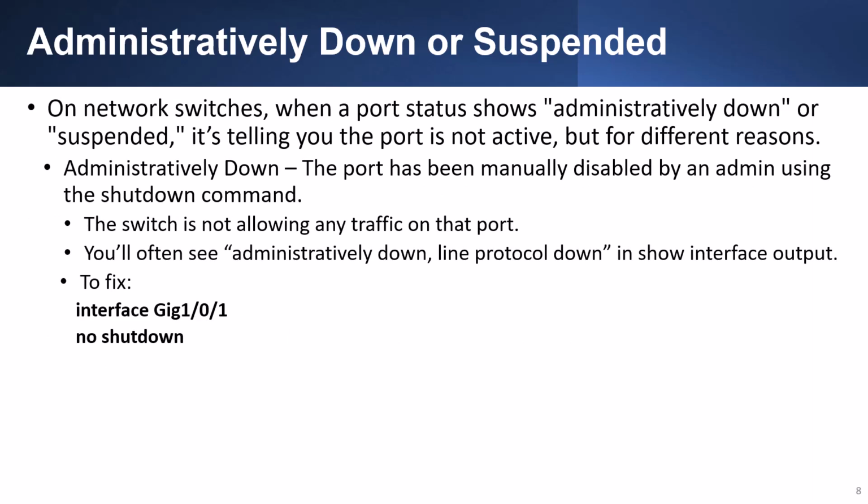On network switches, when a port status shows administratively down or suspended, it's telling you the port is not active but for different reasons. Administratively down is a port that has been manually disabled by an admin using the shutdown command. The switch is not allowing any traffic on the port. You'll often see administratively down, line protocol down, in show interface output. To fix, use the interface command and then execute the no shutdown command.